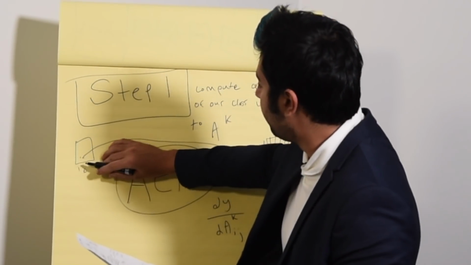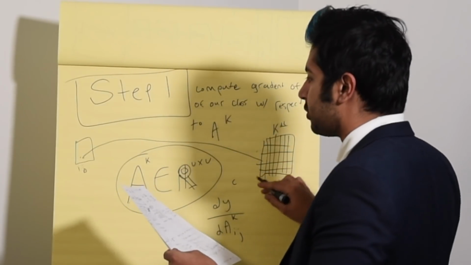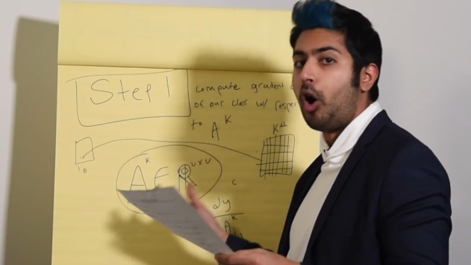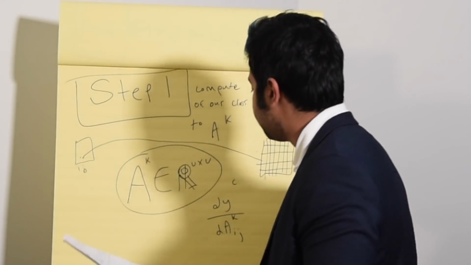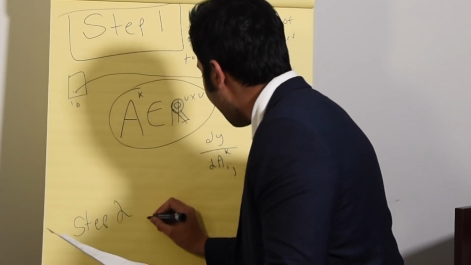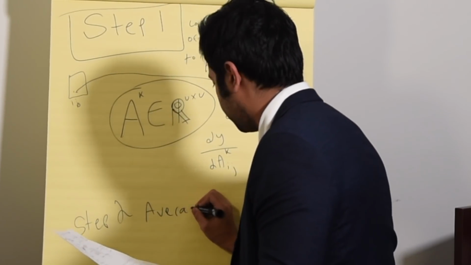So we want to find how every single pixel linearly contributes to that feature map. And it's not just one gradient, it's going to be all of those gradients. So that's step two, we're going to average all of those gradients together. Average gradients.